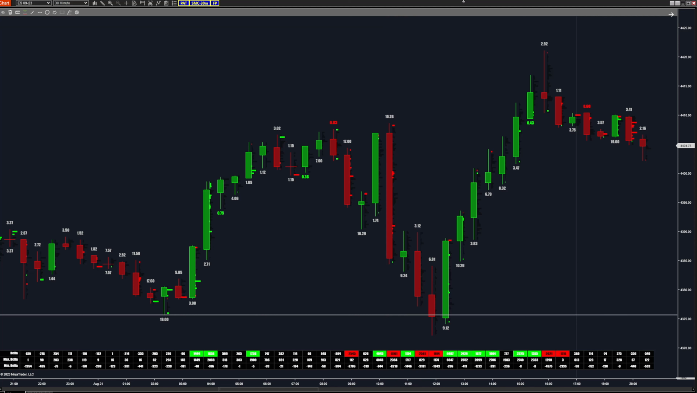Now, I can tell the story of what will happen on a 30-minute chart just based off of the delta. That's how powerful it is. And this is a typical setup that I would look for on a daily basis.